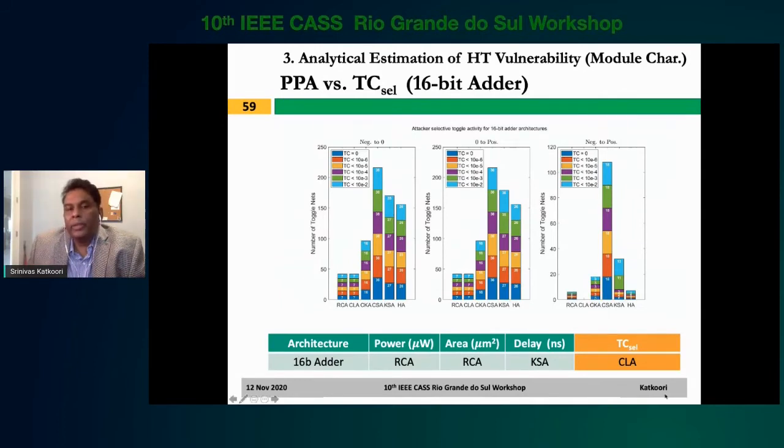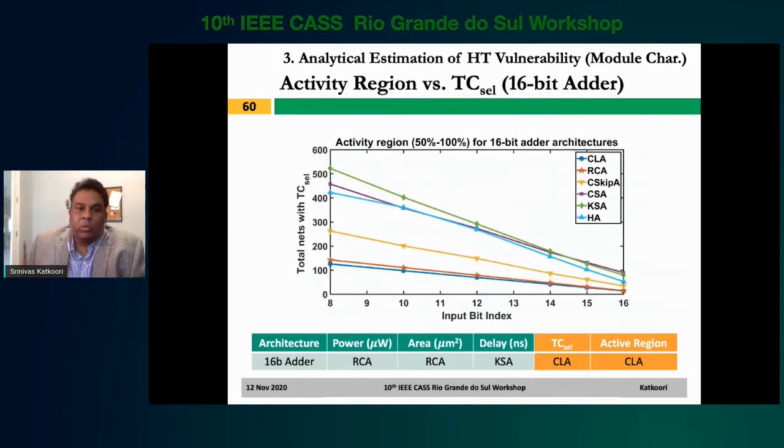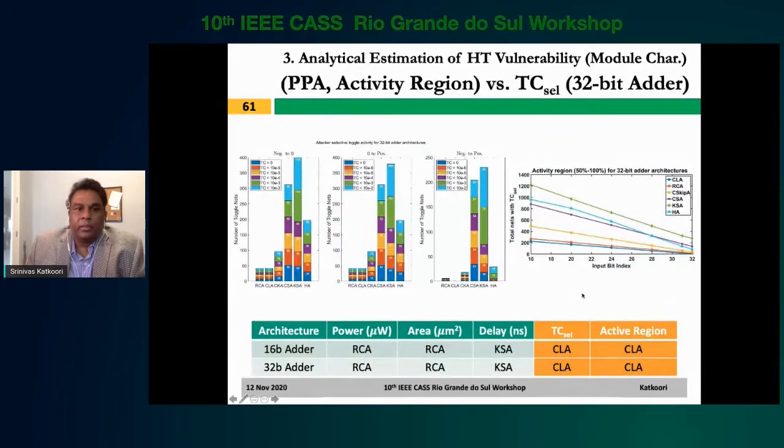And that is good, because if we are looking for hardware Trojans, we can look at these nets and see if somebody has used them to create a Trojan. Depending on the activity region, again we find that carry look ahead adder is a very good adder to be used if you want to avoid hardware Trojans. This also shows the power, performance, and area. So that's for the adder.